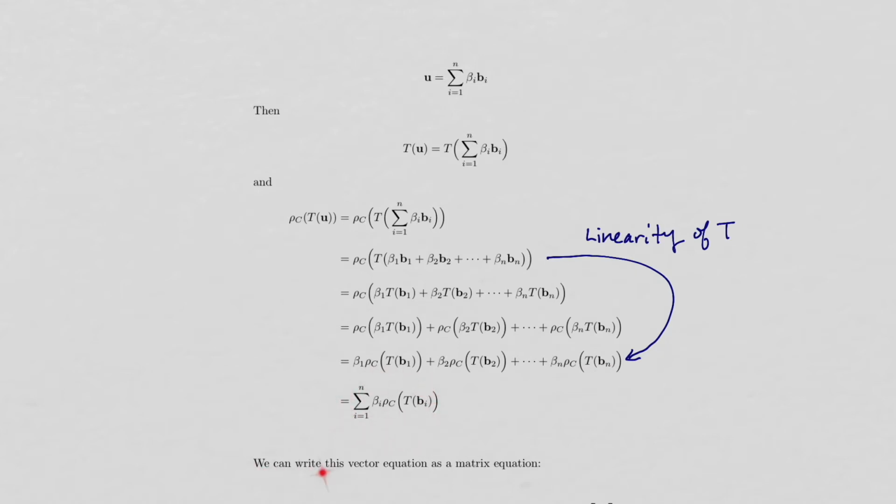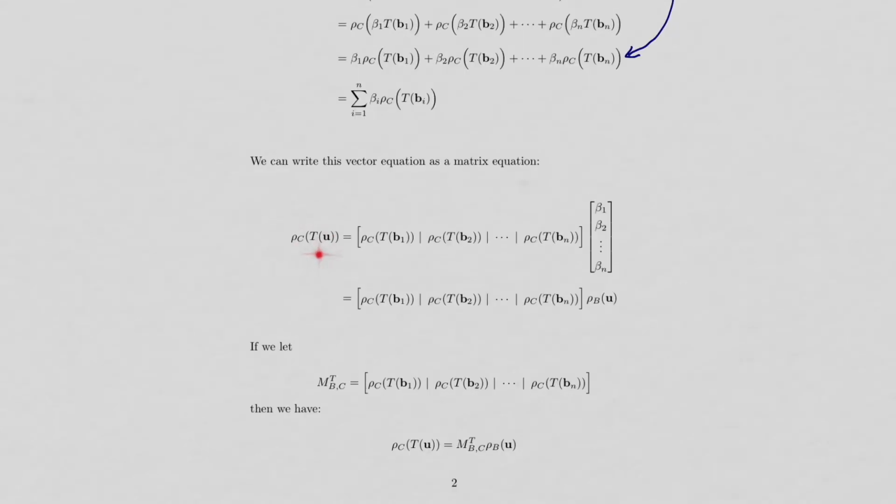And the next thing we'll do is write this vector equation as a matrix equation. So on the left side, we have the coordinate vector of T of U relative to c. On the right side, we have this linear combination of coordinate vectors of T of b sub i relative to c. Remember, b sub i are the basis vectors for the basis b of U. Writing that vector equation as a matrix equation, we can take these vectors, put them into a matrix as the columns of the matrix, take these coefficients, put them into a vector as the entries in the vector, and now we have a matrix equation.